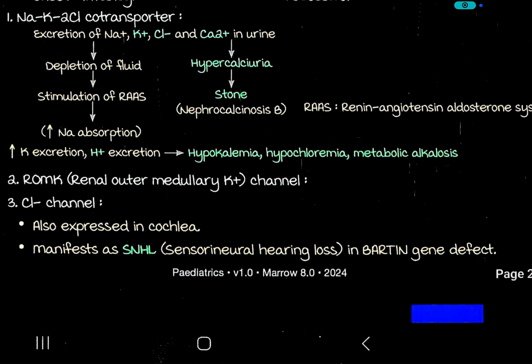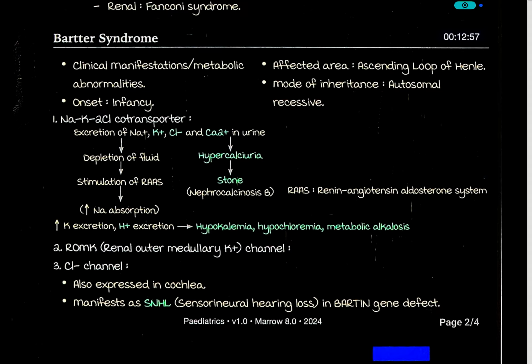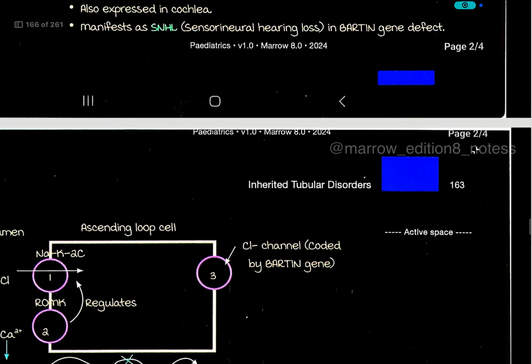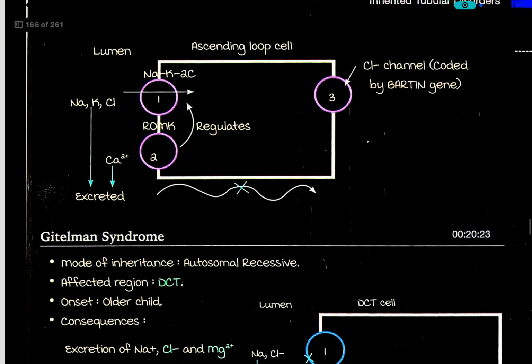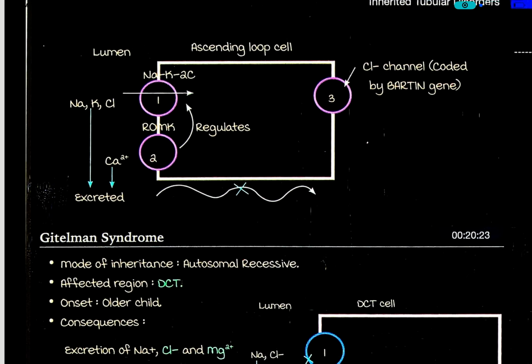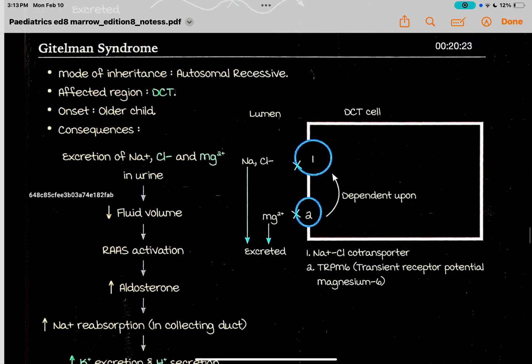ROMK, the renal outer medullary potassium channel, is affected. The chloride channel is also expressed in the cochlea, so it manifests as sensorineural hearing loss in Barttin gene defect. Where there is a Barttin gene defect, there is also sensorineural hearing loss because chloride channels are also present in the cochlea and those are affected. This is your lumen, this is your cell for the ascending loop of Henle. There is a sodium potassium 2 chloride co-transporter, the ROMK transporter, and the chloride channel coded by the Barttin gene. These are affected in the ascending loop of Henle. So sodium, potassium, chloride and calcium are excreted, causing electrolyte imbalances like hyponatremia, hypokalemia, and calcium stones.